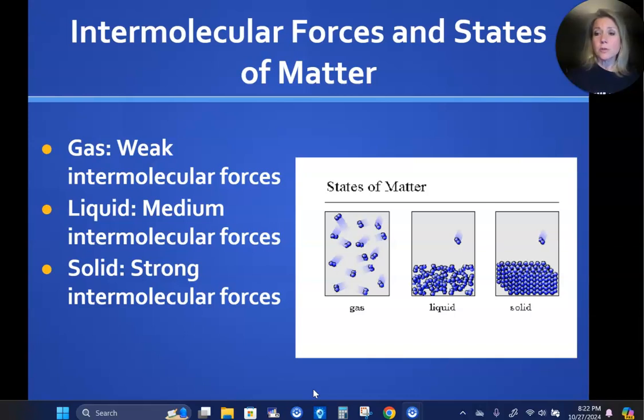In a liquid, though, you still have some pretty energetic molecules, but they are a lot closer to each other than they are in the gaseous state. So they're going to have more of a medium strength type of intermolecular force. But the strongest intermolecular forces are going to exist in solids because those molecules are packed very closely to each other. They don't have a lot of energy. They're not moving around a lot. And so they're going to have some very strong interactions in between them.